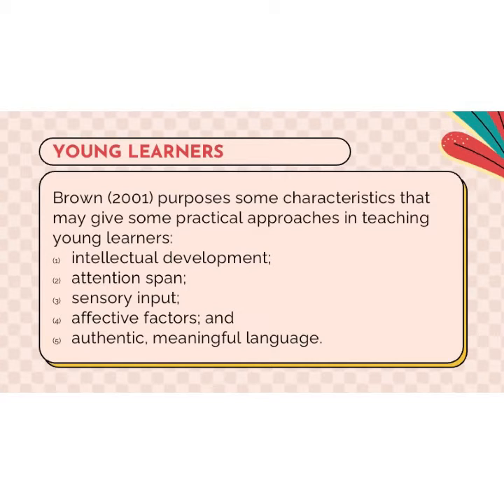Brown 2011 proposed some characteristics that give some practical approach in teaching young learners. 1. Intellectual development. 2. Attention span. 3. Sensory input. 4. Affective factors. 5. Authentic, meaningful language. One of the practical ways to embrace all of the characteristics and make an effective instructional young learners classroom is that teachers need to utilize the instructional media optimally in the classroom.